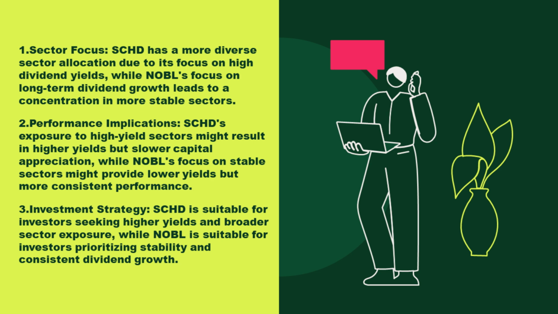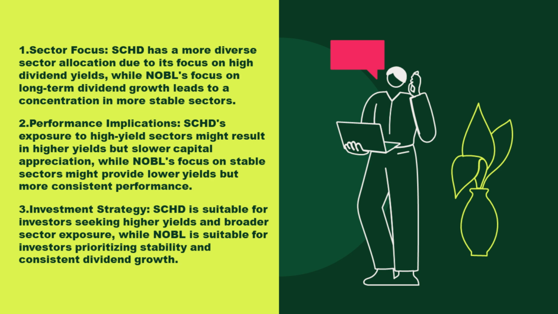Conversely, NOBL's emphasis on dividend aristocrats, which are often in more stable, mature sectors, may offer lower but more reliable dividend income. The companies in NOBL's index are generally perceived as safer investments due to their long-term commitment to increasing dividends, which can provide a cushion during market downturns. However, this conservative approach might result in more muted performance during periods of strong economic growth when high-growth sectors outperform.